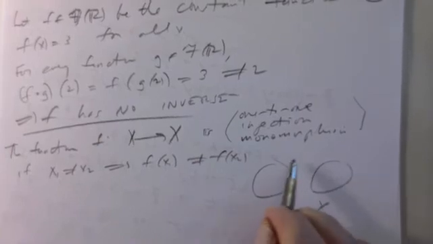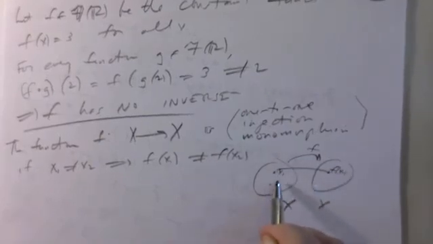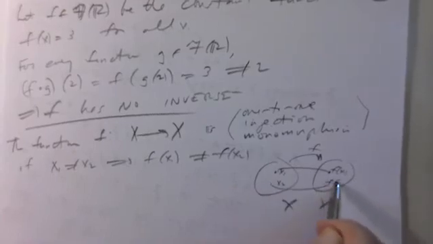So here we have the set X and this function. If you take a point x1, it goes to f of x1. If you take a point x2, it goes to f of x2. And if these points are different, these points are different. That's what it means to be 1-to-1.